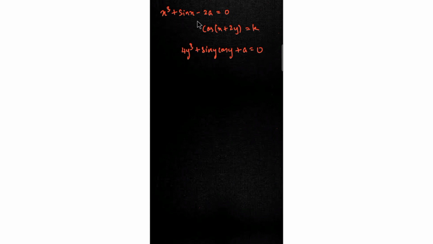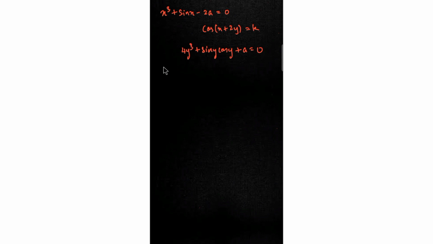We can see here x cube plus sin x minus 2a, and here 4y cube plus sin y cos y plus a. If I multiply this by 2, I can get it into sin 2y form, and I also get 2a, which is there in the first equation, and I get 8y cube. Somehow or other I can relate them.